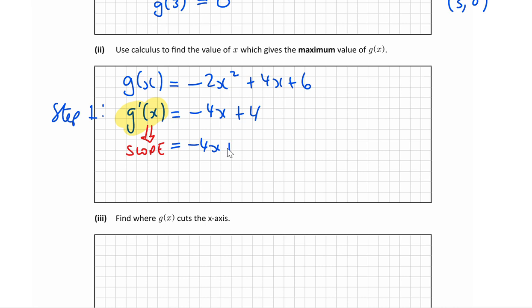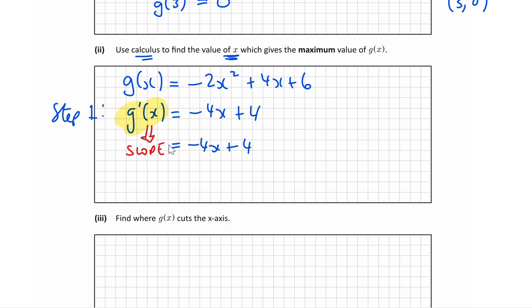When you find the slope finder function, only 2 things can happen. Either you know the value of x on the graph and you sub it in and you find the slope, or you know the slope and you can find the value of x where that slope on the graph is. And that's what it's asking us in this question. It says use calculus to find the value of x.